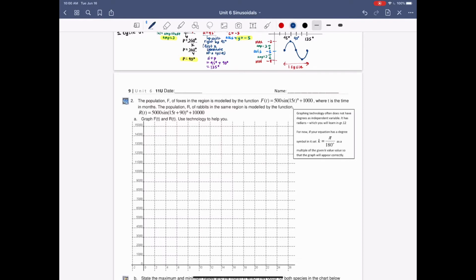All right, so number 2, the population F of foxes in the region is modeled by the following function, where T is the time in months. The population R of rabbits in the same region is modeled by the function R. You can tell that they have visibly different amplitudes, some kind of similar K values, but I have to actually factor it out. And the axis is different, all right?